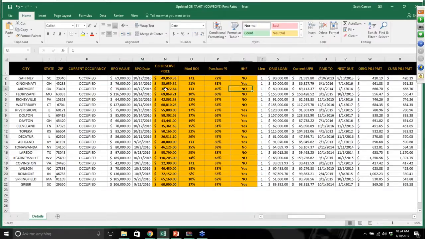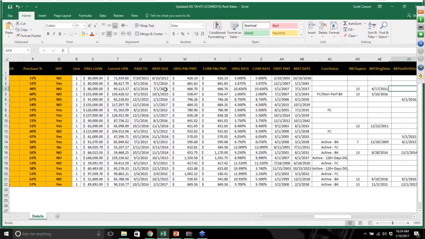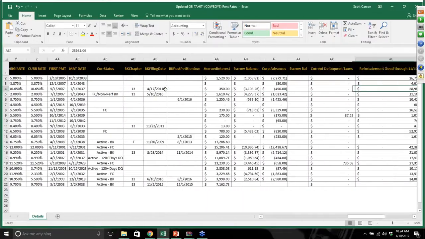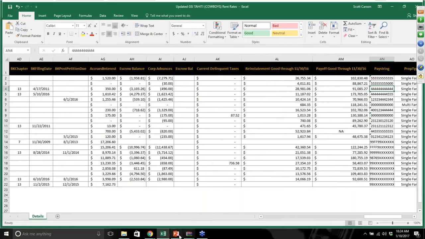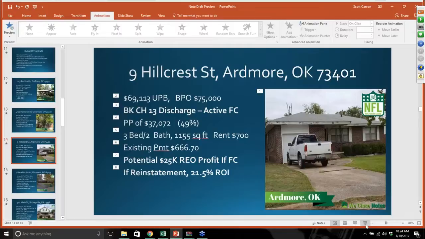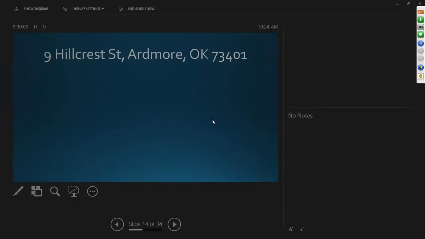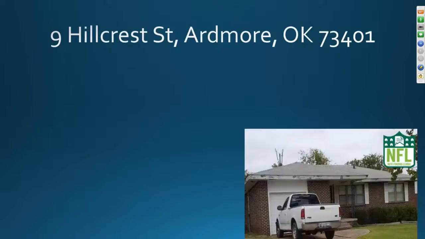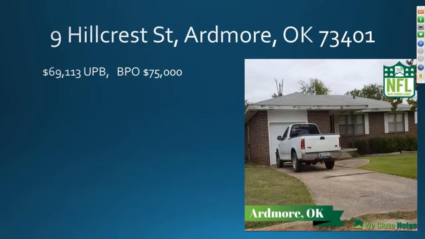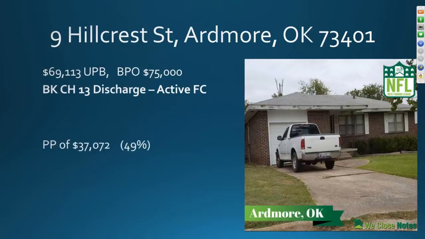Ardmore. Yeah, they got a higher interest rate on this one, 10%. 29,000 to reinstate. So they're over 91,000. So they're upside down. So over 91, they're underwater. This was a BK Chapter 13. It was discharged. So it's in the active foreclosure process again. Foreclosure has been filed, or started anyway, and rock and rolling.